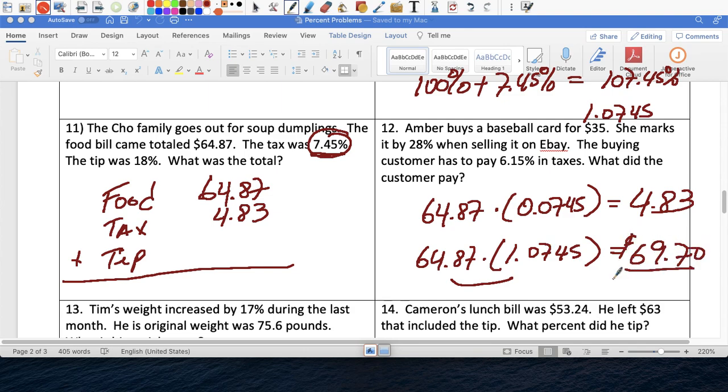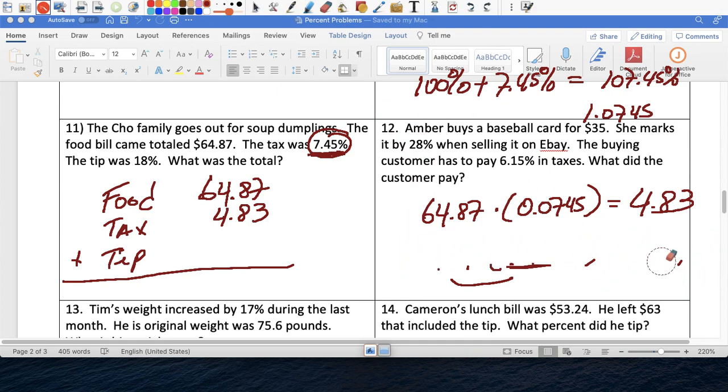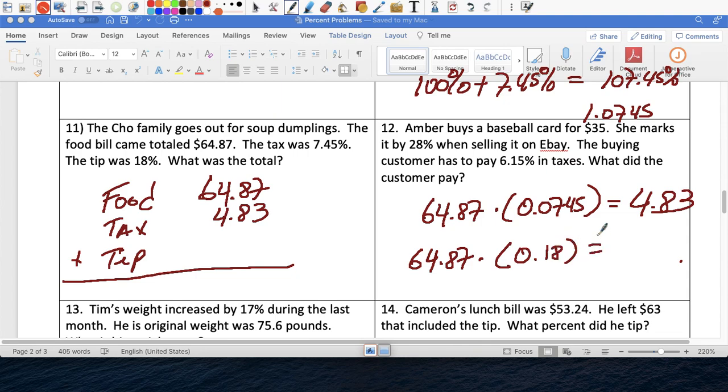So that would have been the food and the tax included. I'm just doing that to show you the difference between multiplying by the actual tax percentage or by the tax plus 100%, which would give you the total plus the tax. Let me erase that so I don't confuse it. So we figured out what the tax is. Now we have to do the tip. Again, 64.87 was your food, times the tip. The tip was 18%. Change it to a decimal. Times 18%, and the tip itself is going to be $11.68, rounded.